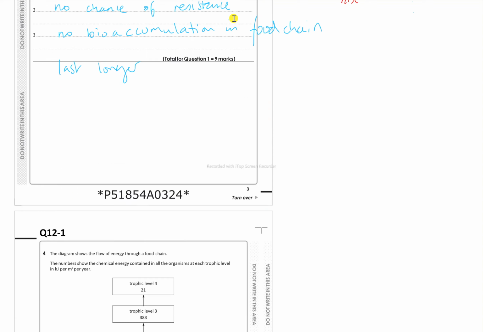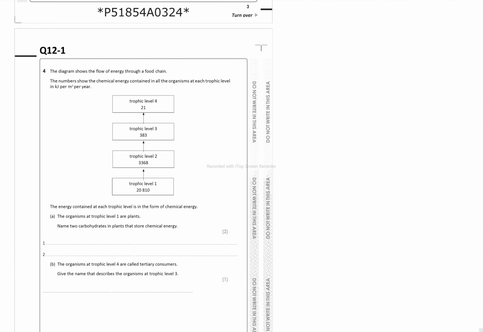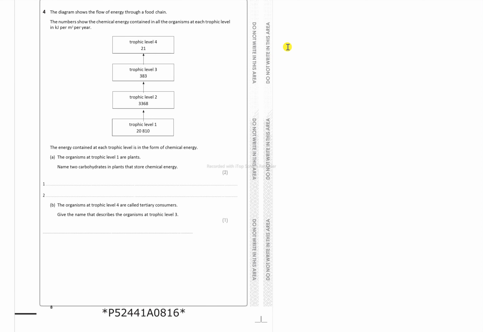Right, good. Yeah, we haven't got much to do on this one. Right, okay. So you've got a diagram showing 4 trophic levels. The chemical energy contained in all the organisms at each trophic level is in kilojoules per meter squared per year. So have you noticed it goes down a lot, and a lot.